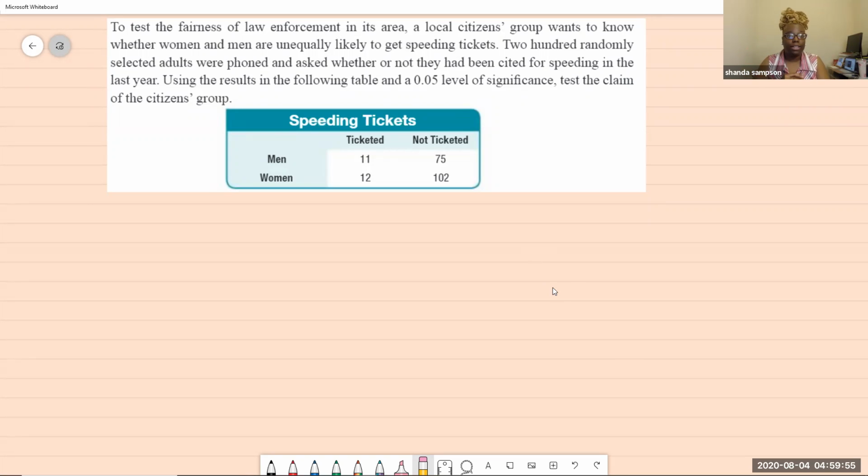It's just Z, so we good. To test the fairness of law enforcement in this area, a local citizens group wants to know whether women and men are unequally likely to get speeding tickets. 200 randomly selected adults were phoned and asked whether or not they had been cited for speeding in the last year. Using the results in the following table and a 0.05 significance level, test the claim of the citizens group.